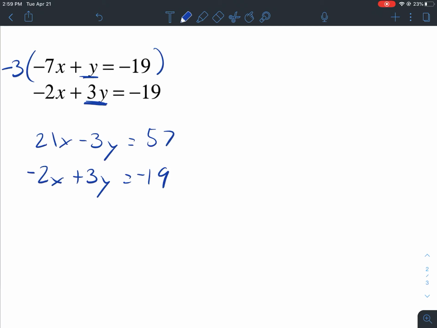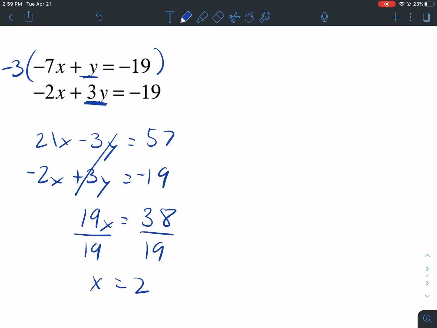And now, since I have variables that can cancel out, I'm just going to go ahead and add down. These guys go away. I get 19x. That comes from 21 minus 2 equals, and I've got 57 minus 19, which is 38. Now I just have to divide by 19. 38 divided by 19 gives me 2. So again, I'm almost there.